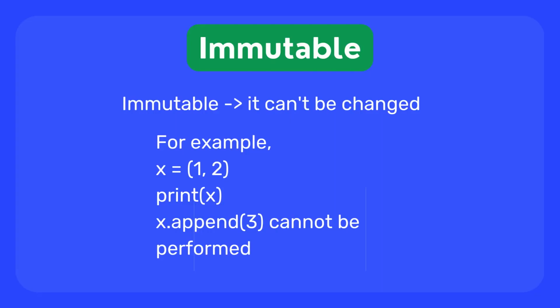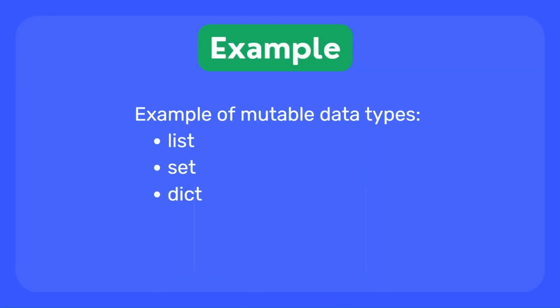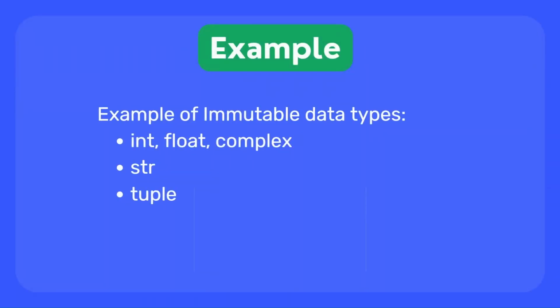So this was about the mutable and immutable data types. If the object can be changed, then it is called mutable, and if it cannot, then it is called immutable. Some examples of mutable data types are list, dictionaries, sets, etc. Some examples of immutable data types are integer, long, float, strings, bytes, tuple, and frozen sets.